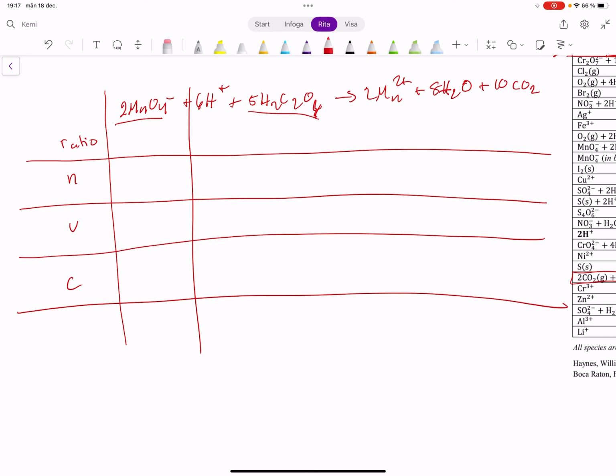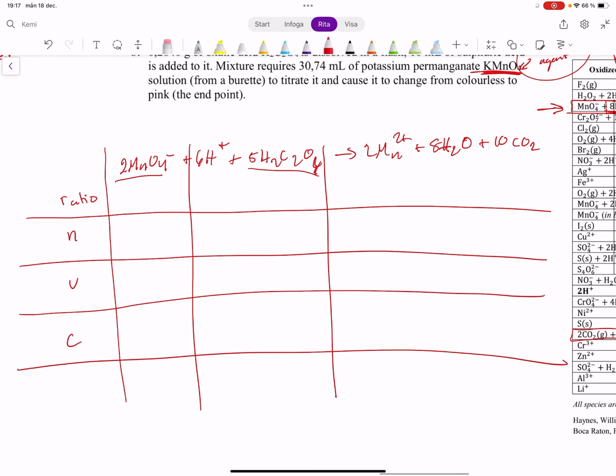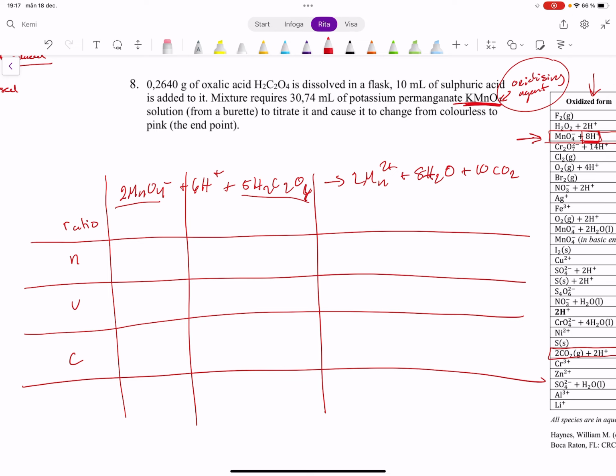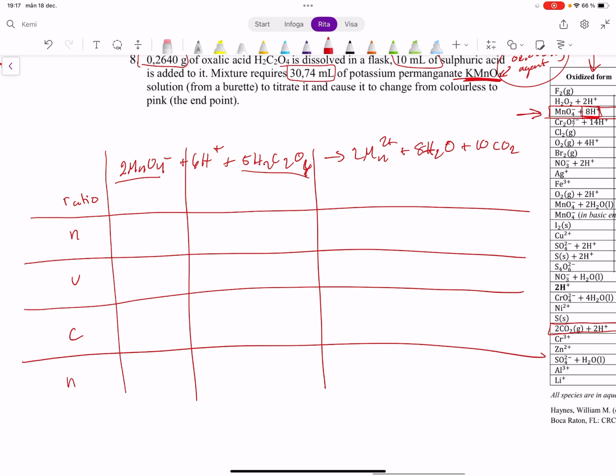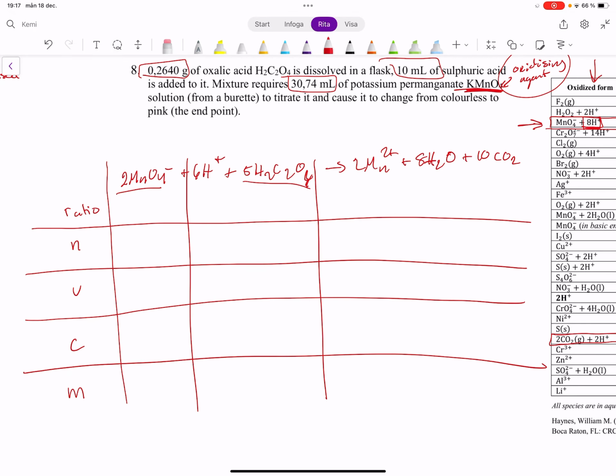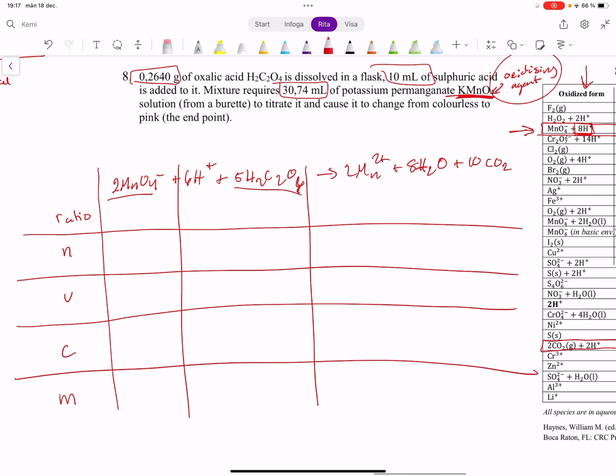Yeah, like so. Okay, now that you have your table, you have to fill this table with every single bit of information that you have received. Let's write mass as well, because we have got mass here. So the first thing you have to fill in this table is the ratio.